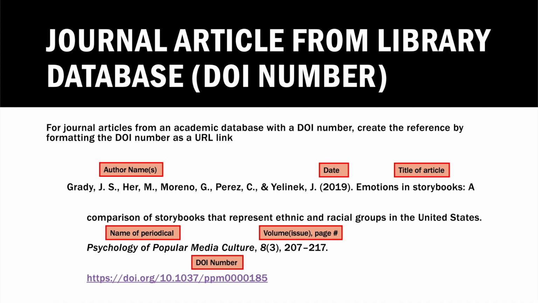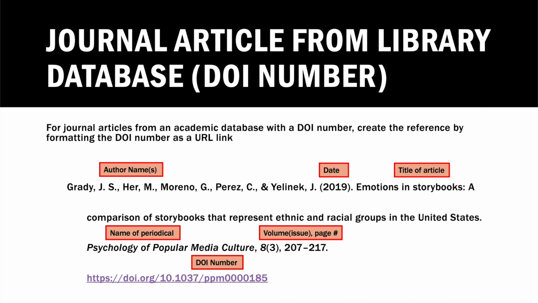The next thing you'll see is the date, 2019, in a set of parentheses followed by a period, and the title of the article, which is in sentence case. So only the first letter in emotions is capitalized, and the A after the colon is also capitalized. The word United States is capitalized as well because it's a proper noun.